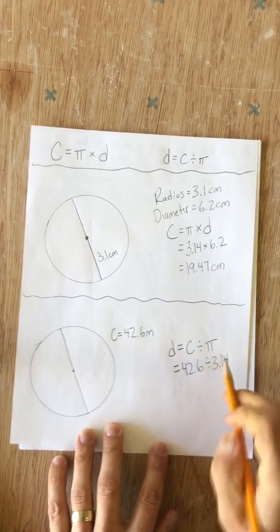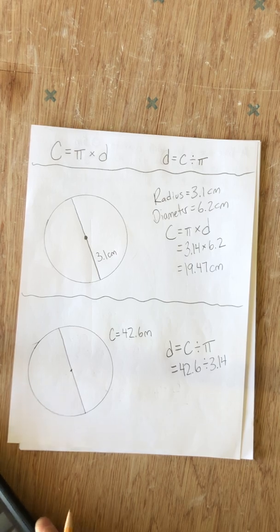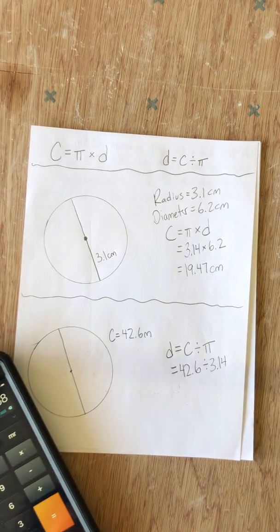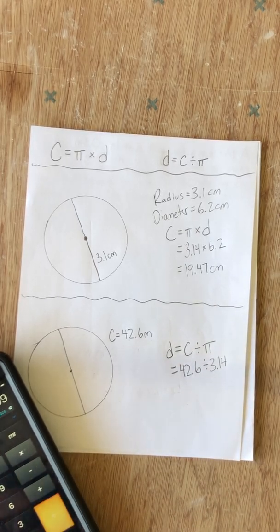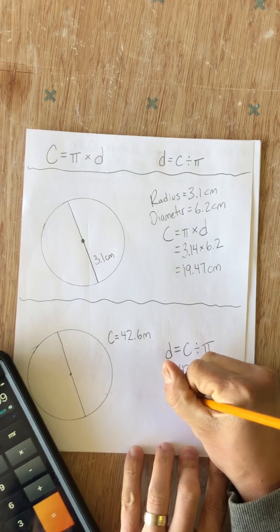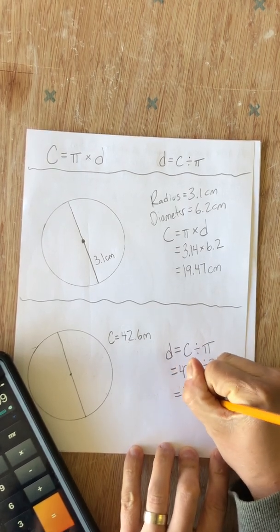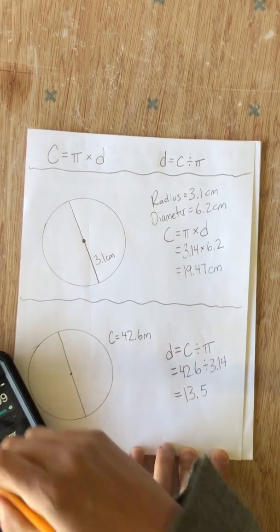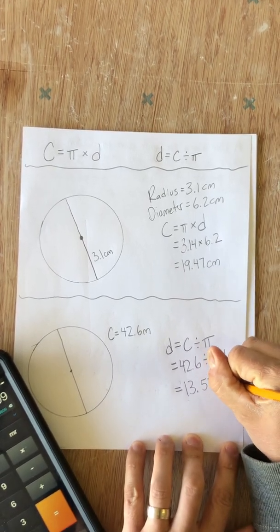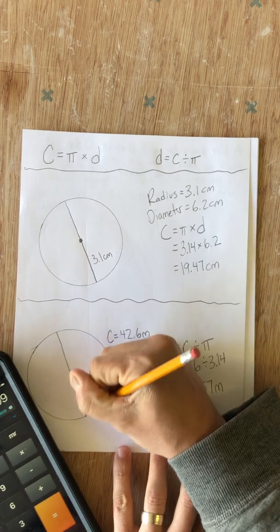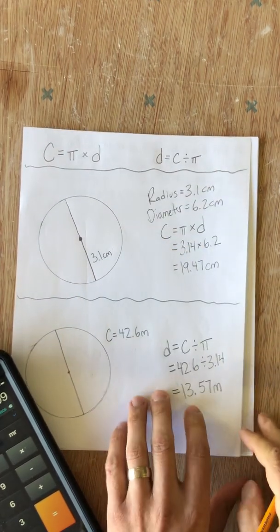I showed you last day why this equation works, and now that I've shown you why, you can just use it. So 42.6 divided by 3.14 equals, there we go, 13.5, and again we'll round that 6 up to 7, so 13.57 meters. It's 13.57 meters going across the circle. Okay, that's just a quick review. Hopefully that stuff is getting easy for us now.